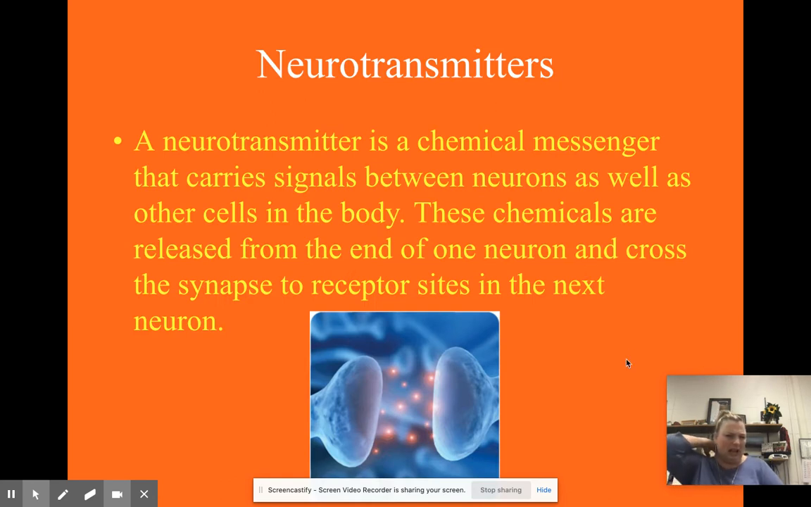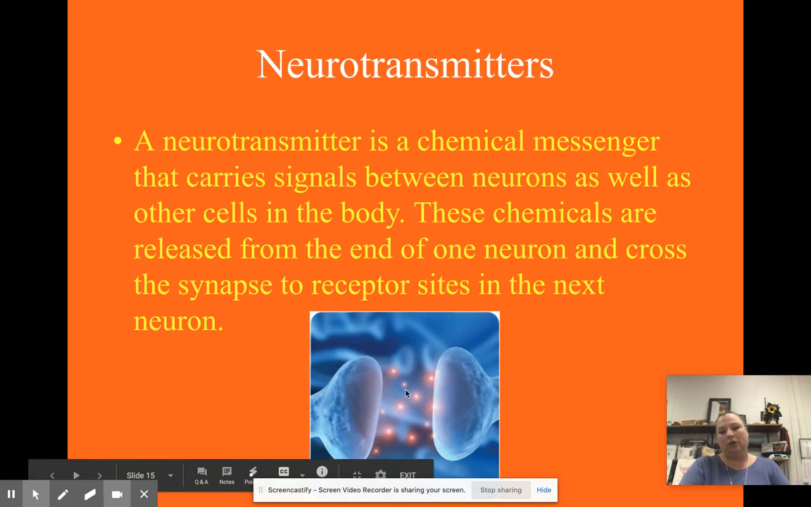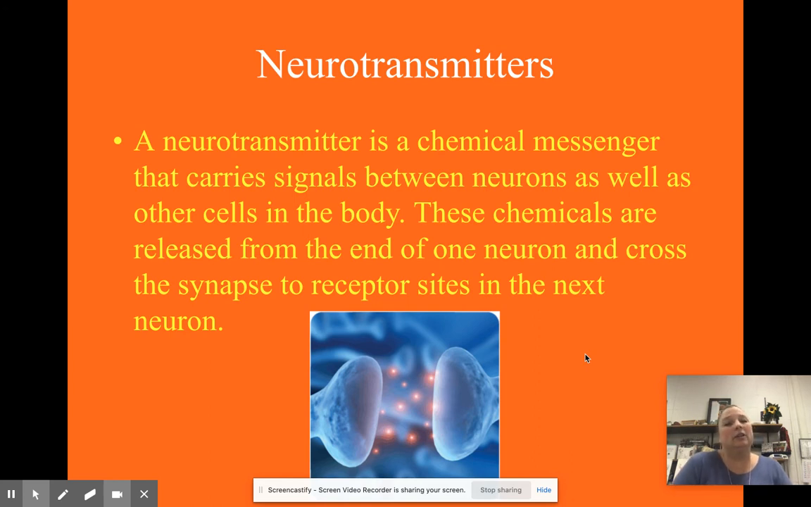All right, so now let's talk about those neurotransmitters that are being sent from neuron to neuron in the synaptic gap. A neurotransmitter is a chemical messenger that carries signals between neurons as well as other cells in the body. These chemicals are released from the end of one neuron, and they cross the synapse to receptor sites in the next neuron as they're taken in.